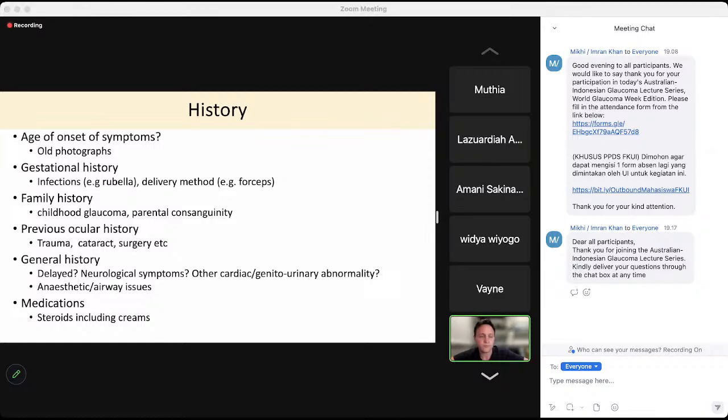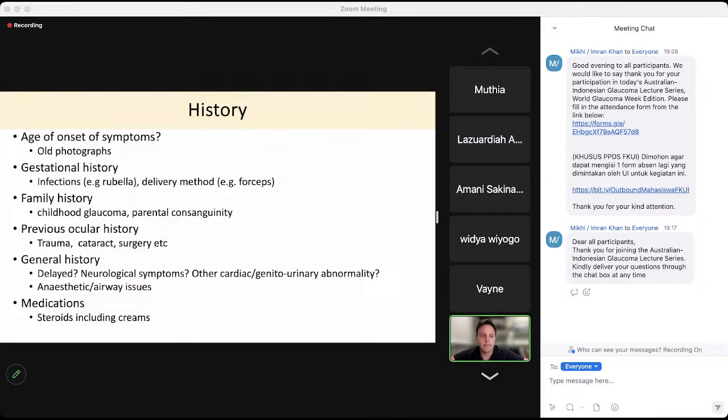Has there been any previous history of trauma or cataract surgery or previous surgery? Are there any general medical issues that we need to be aware of? Is the child neurologically normal? Are they a bit delayed? Do they have any other cardiac or genitourinary abnormalities? A lot of these conditions can be associated with syndromic causes of glaucoma as well.